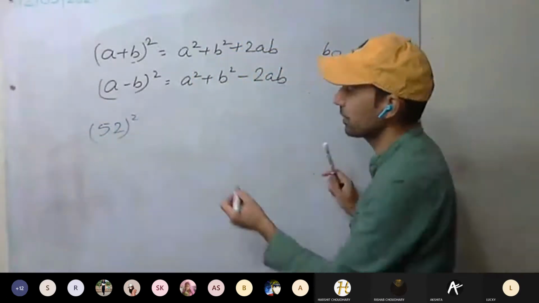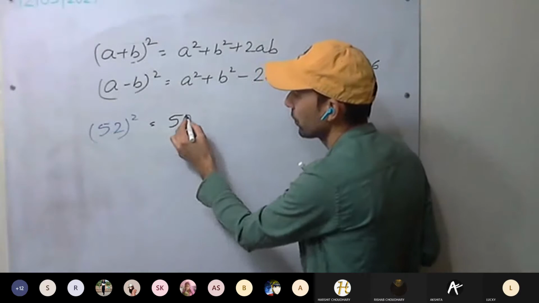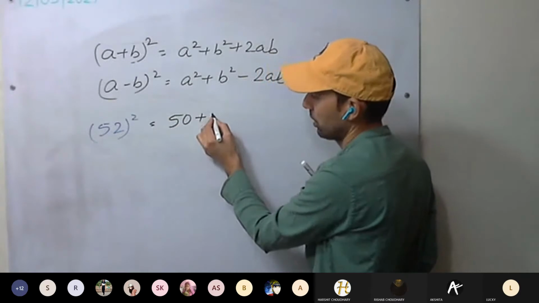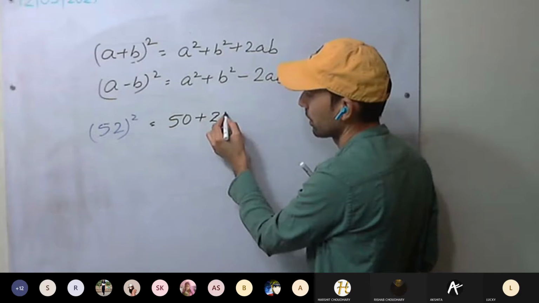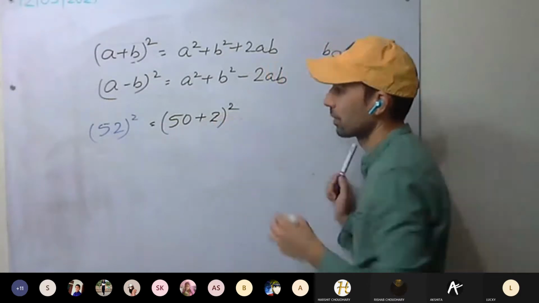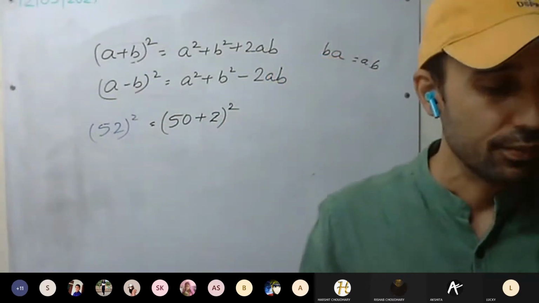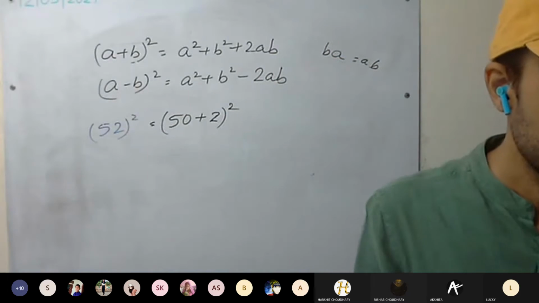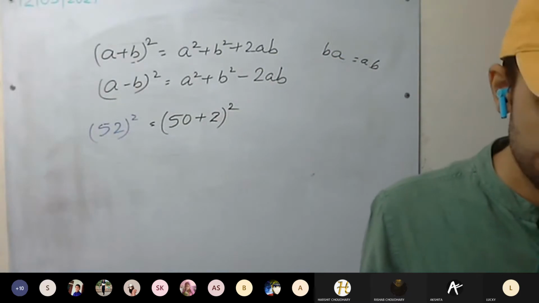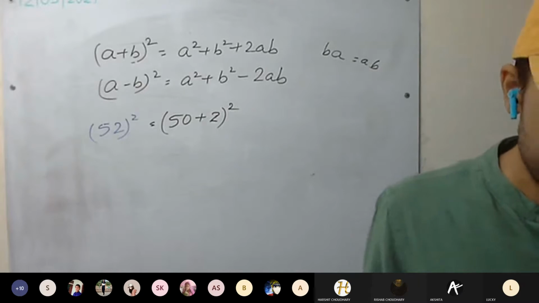How can we write this one? Sir, 13 into 13. Can we write like this? Yes or no?